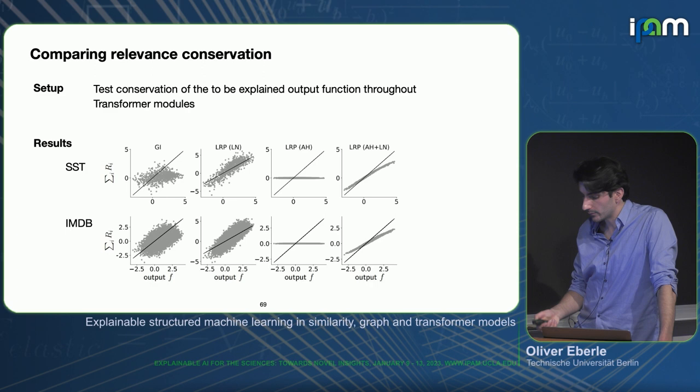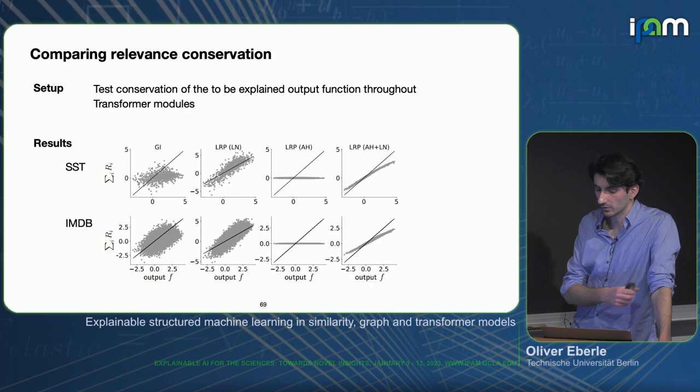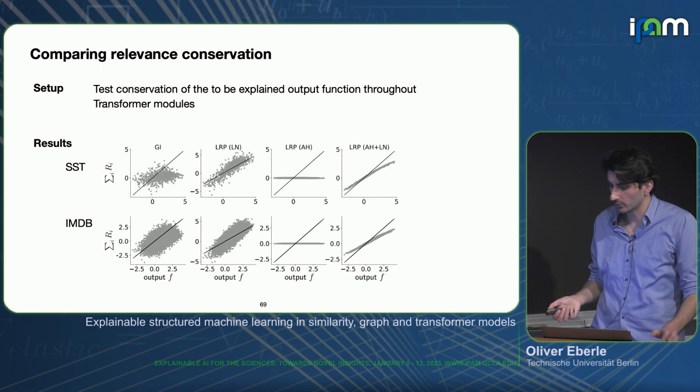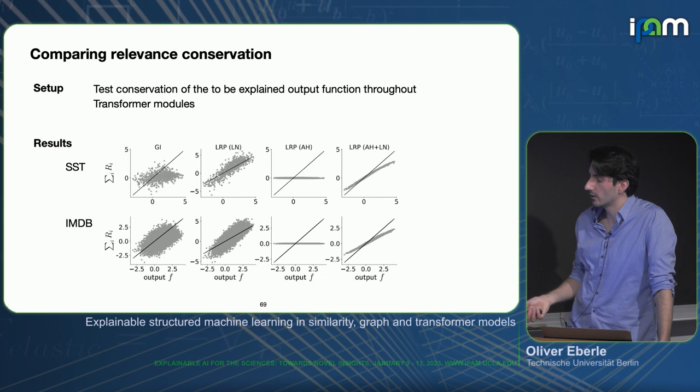And the remaining tilt that you see here is due to the biases in your network. So if you set all the biases in your linear layers to zero, then you will get a perfect conservation. Unfortunately, we cannot do much about these biases, so we need to accept that there's a small discrepancy in the conservation. But this already gives you quite reliable explanations, as we will see in the next part.